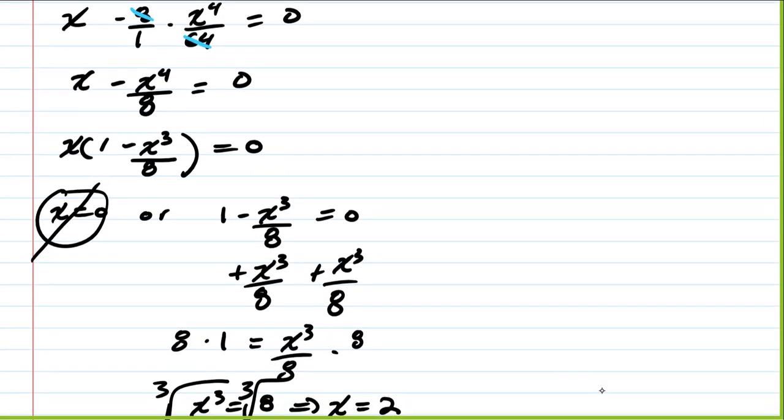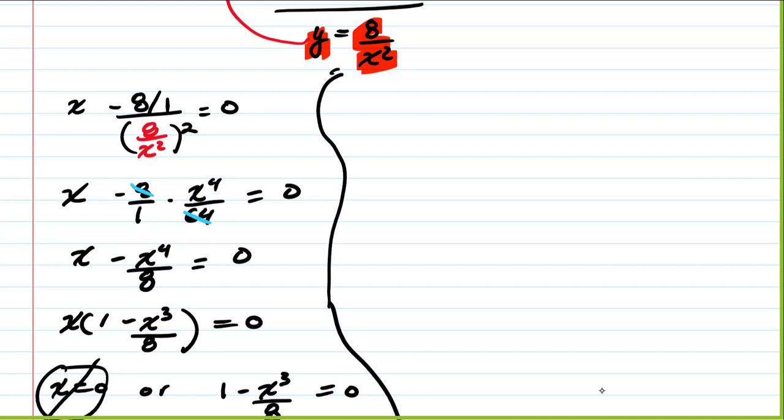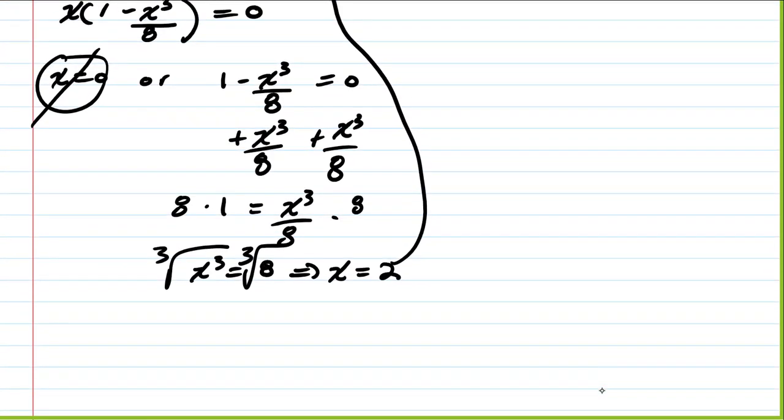So now finally, we take our 2 and we substitute it back into our equation for y to get y equals 8 over 2 squared. So y equals 8 over 4, which gives us 2. So our critical number then is 2, 2, but we actually still need to figure out our z a little bit later. But before we do that, we're going to use this as our critical number to help us determine if we have a maximum or a minimum.